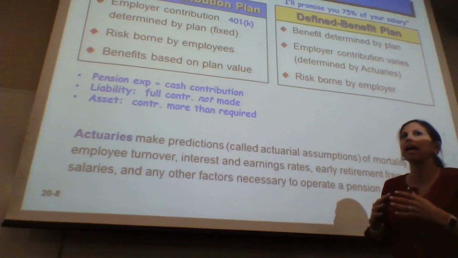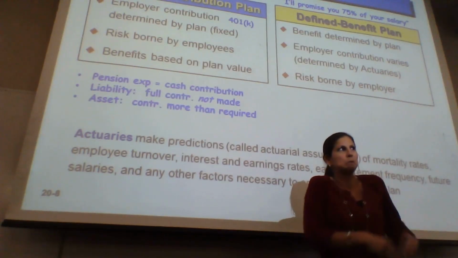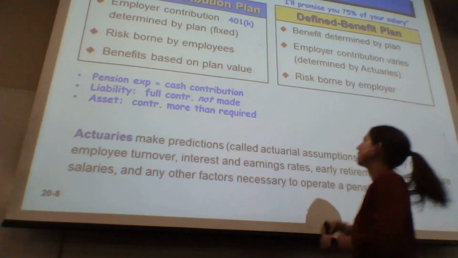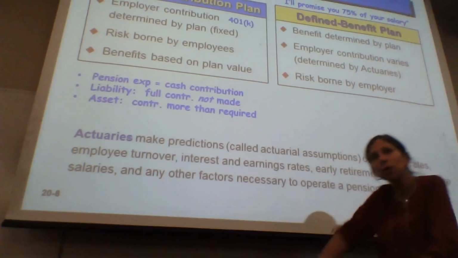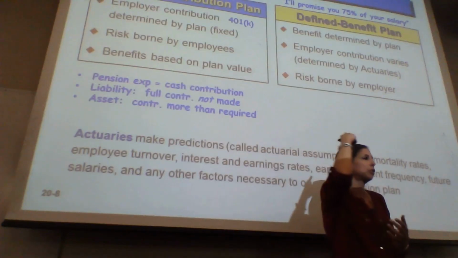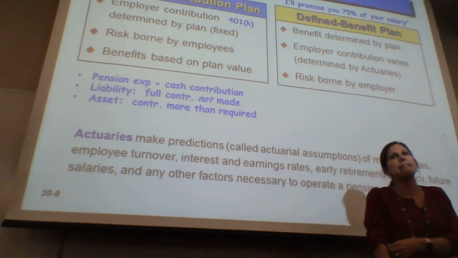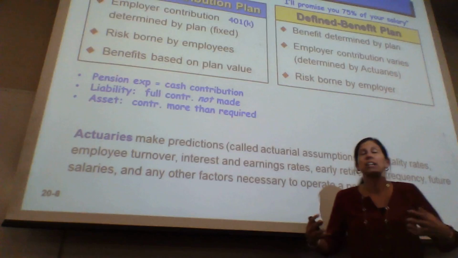We're just going to say a lot throughout the chapter: the actuaries will tell us. The actuaries will tell us X, Y, Z. In this case, the actual amount that the employer is contributing annually under the defined benefit plan is going to be determined by the actuaries based on all these factors.